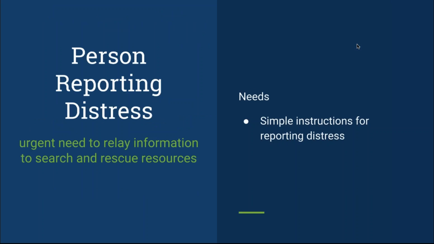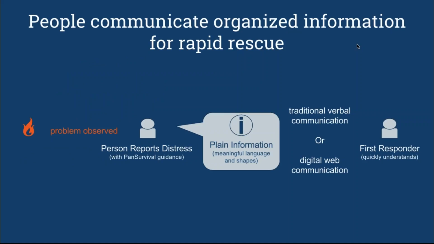And if we move to the next slide, who's that for? It's for this person who's the critical linchpin for a rescue, the person reporting distress. This person could either be a designated contact, like your emergency contact that maybe received a call from you saying there's distress or a late check-in, or a good Samaritan. They have an urgent need to relay information to search and rescue resources, so what they need is real simple instructions for reporting distress.